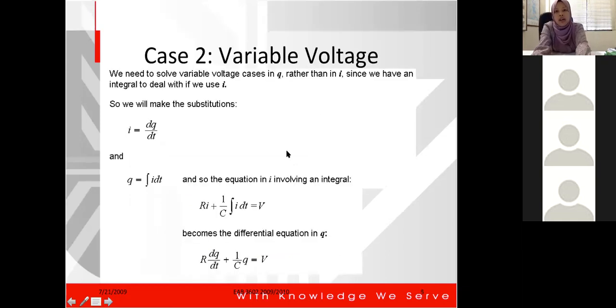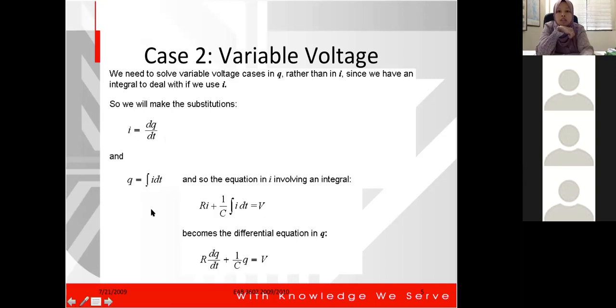Okay, so we also have another case. Just now tadi tu kita ada case when we have a constant voltage applied to the circuit, but when we have a variable voltage supply into the circuit, so the equation will be slightly different. Okay, so we have to substitute I is equal to dq dt. Okay, so I ni adalah perbezaan antara charge tu berbanding masa. So as the charges develop across time, that's how I behaves.